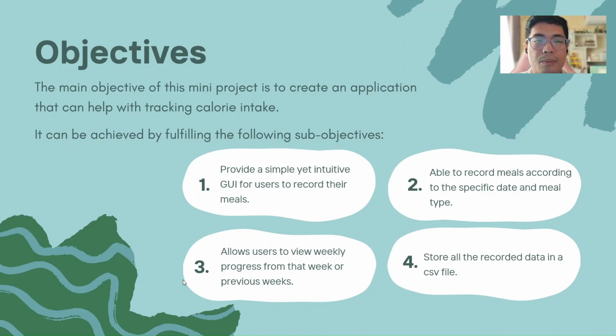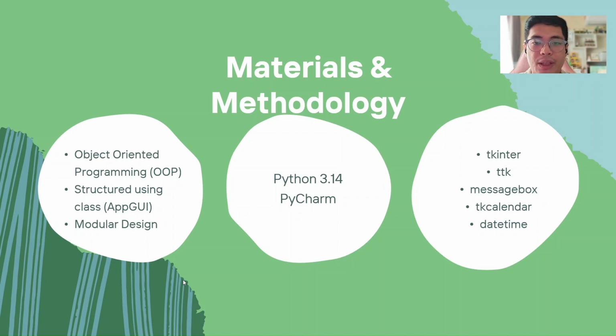Okay, and moving on, these are the materials and methodology used for this mini project. So the format of programming that is used is called an object-oriented programming, which is OOP, and is structured using a class method, which I named app.gui in my project. And also it has a modular design, meaning that every function, every feature has its own specific function in the program, so that it can be later on expanded or even edited easily, and it can be understood by others, not just myself. So it can be edited by others if needed.